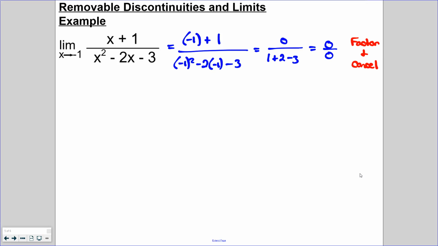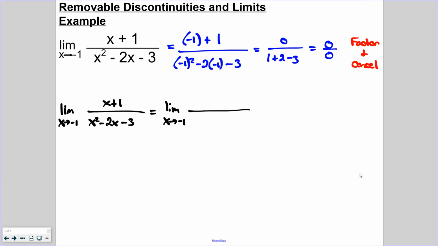So we're going to come back to our original limit, the limit as x approaches -1 of x plus 1 all over x squared minus 2x minus 3. Now, in the numerator, x plus 1, there is nothing we can cancel out, so we'll just leave that as x plus 1. However, the denominator is a quadratic expression, which we might be able to factor, and yes, we can. We can factor this into x minus 3 times x plus 1.